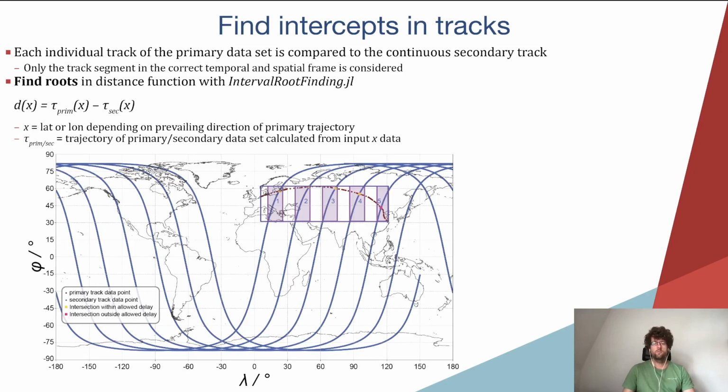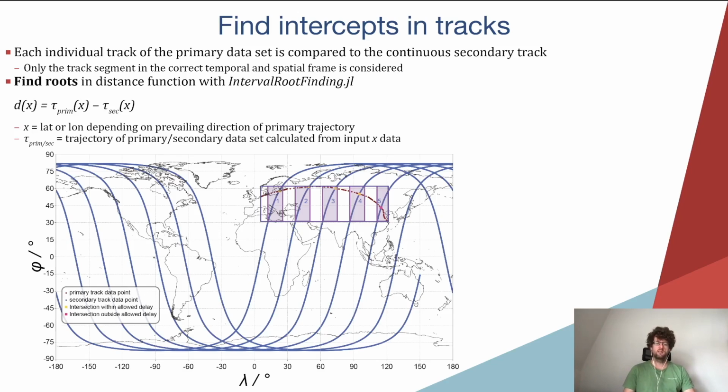Now we come to the core part of Trackmatcher, finding intercept points in pairs of trajectories. But first we need to constrain the data of the secondary data set to the primary data. Therefore, we first load the primary data and then only those data points of the secondary data set that are within the time frame of the primary data. We put a bounding box around the primary trajectory and consider only the track segments of the secondary dataset that are within this bounding box.